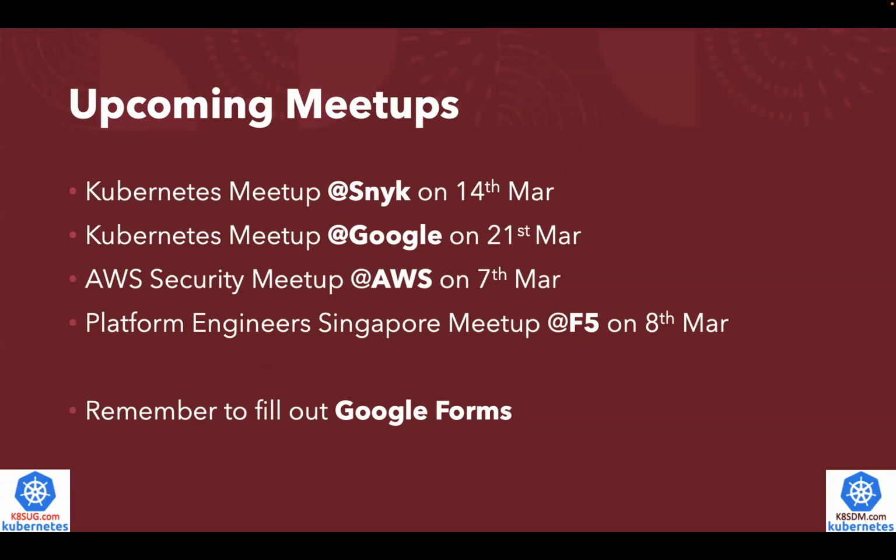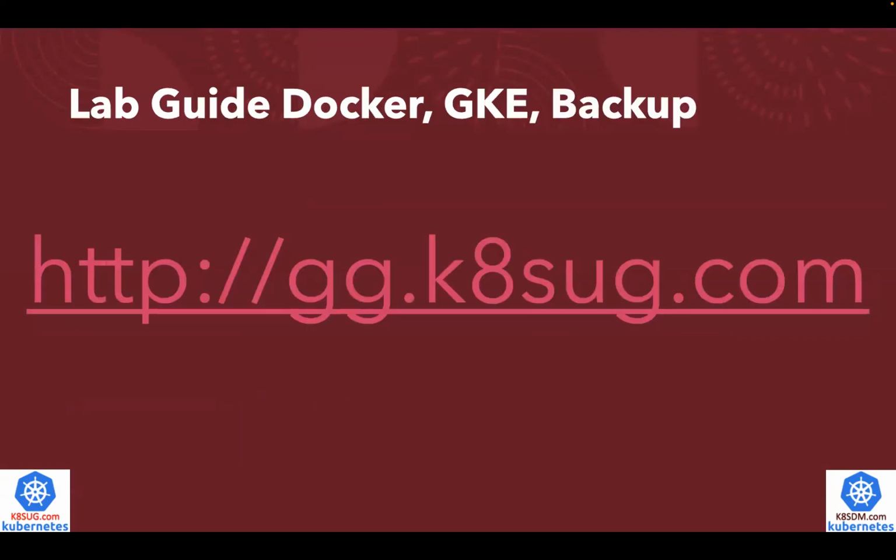Okay, I might just introduce the upcoming meetups. These are the meetups I am aware of. Our next meetup is going to be a Kubernetes meetup on the 14th of March at the SNCC office. That location we haven't finally confirmed yet, but that's the one we're planning. And also, coming back here on the 21st of March, we're going to have another meetup here at Google. As I say, I love Google. We want to come back more often. If you are interested, there is also an AWS security meetup on 7th March, and on 8th March, we have a Platform Engineers Singapore meetup.